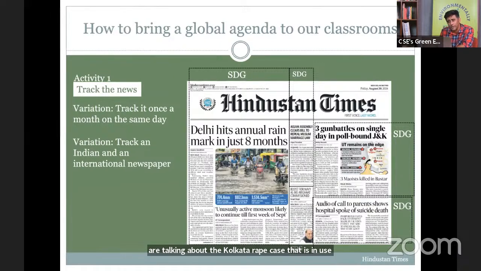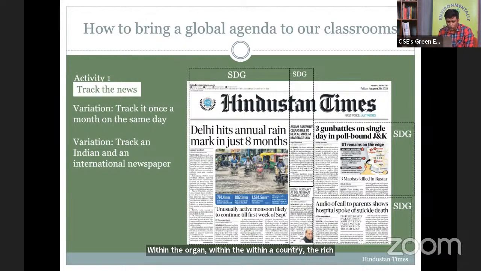Which SDG does this fall under? We're talking about the Kolkata rape case that is happening right now. This is an update on that. Do you think it falls under any SDGs? Reduce inequalities. Abdul, reduced inequalities would be slightly stretched. Reducing inequalities is predominantly about inequalities between the rich and the poor, and within countries that are rich and poor.